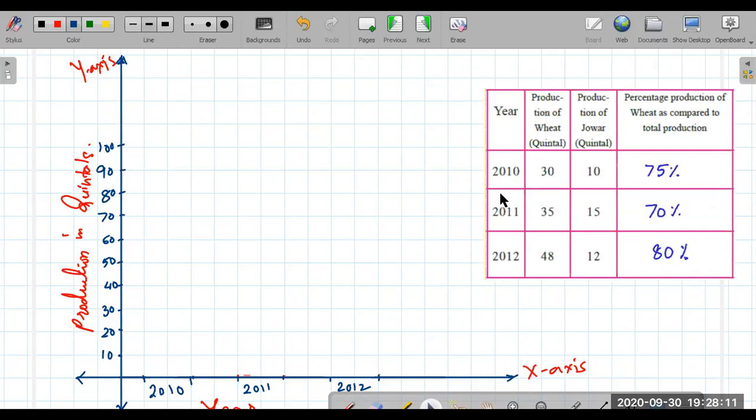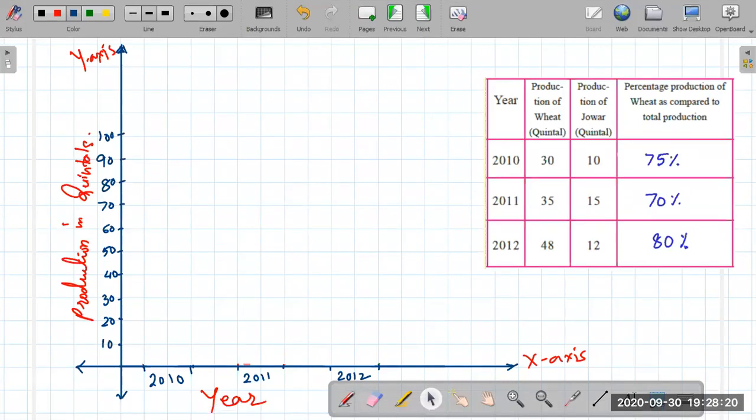So we start with the year 2010. The first bar that we have to make has to go up to 100, right, students? So this graphing is the easiest one. You only have to do some calculations, and there we go. We start with the first labeling, that is, we are just drawing a bar of height 100, and then we have to mark the percentage for wheat. So we start with the percentage, that is 75%.